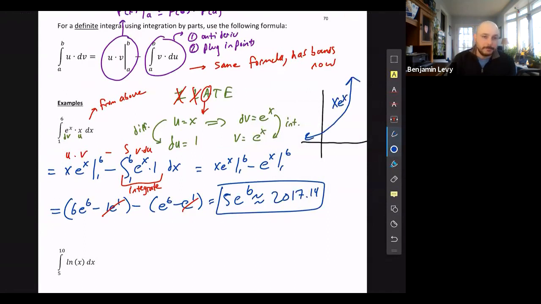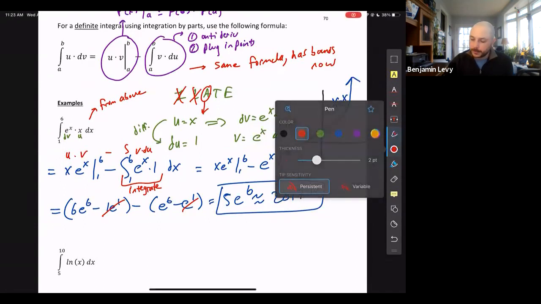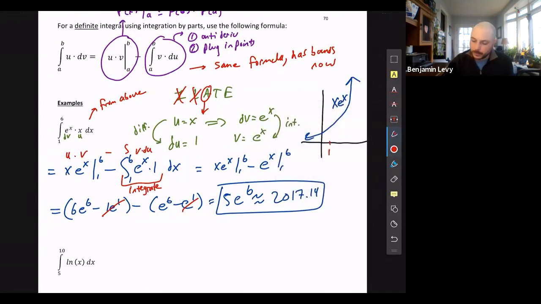And we just found the area from 1 to 6. So we just calculated, or estimated, sorry, not estimated, we found exactly the area between 1 and 6. Thoughts about that idea?